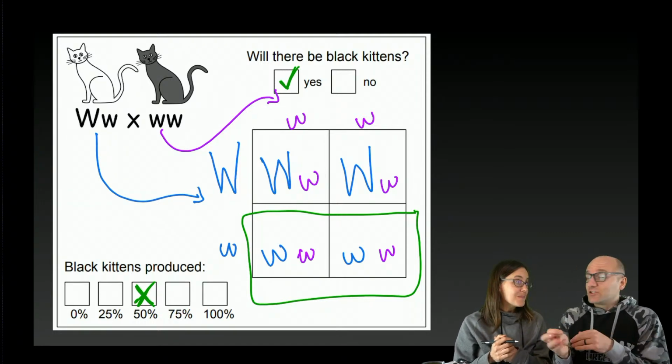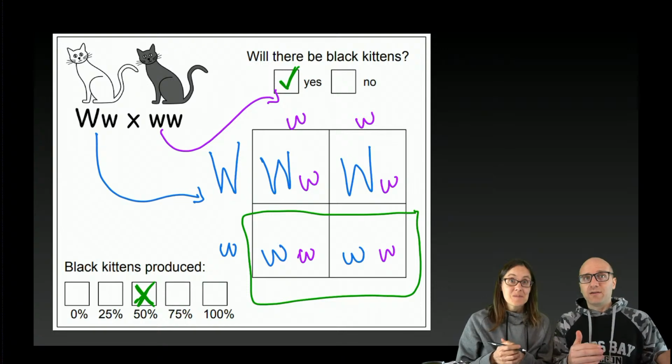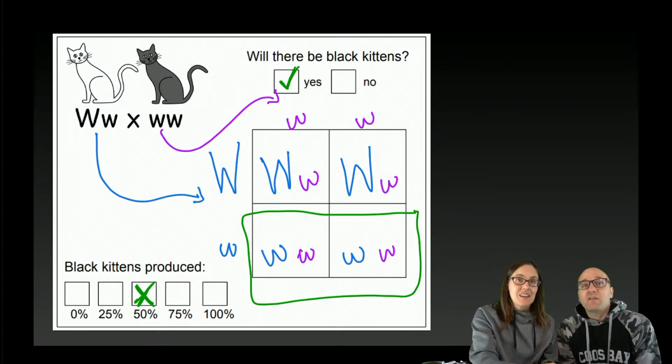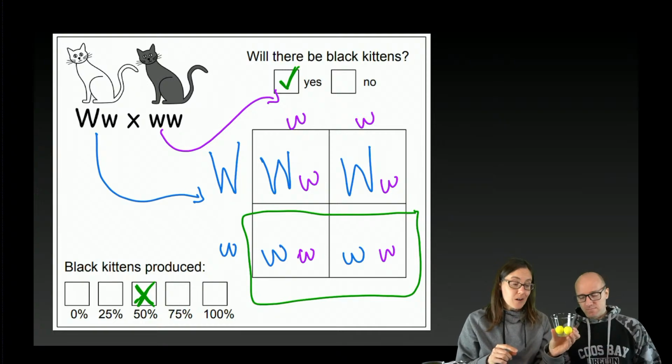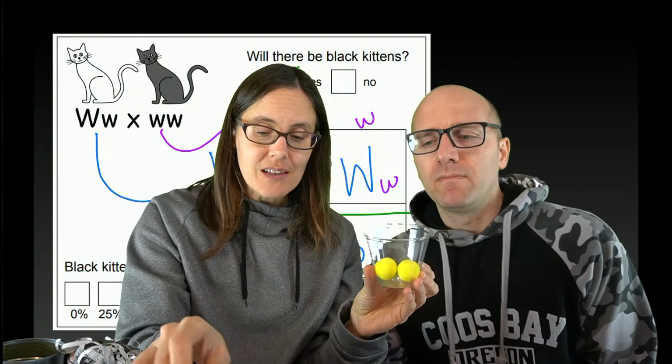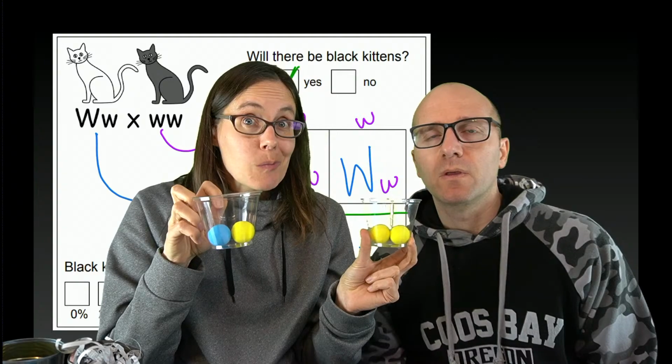There's always a chance that it just wouldn't happen at all, but yeah, we would expect about 50% of the offspring to be black cats. So going back to our cups, if yellow represents our black cats and blue represents the white, this is what this same cross would look like.